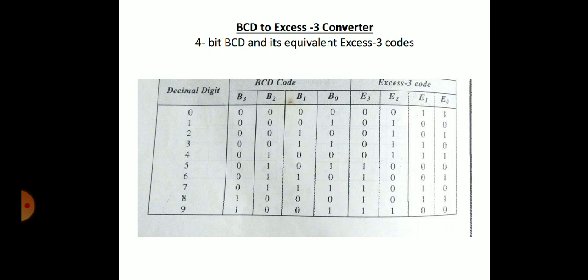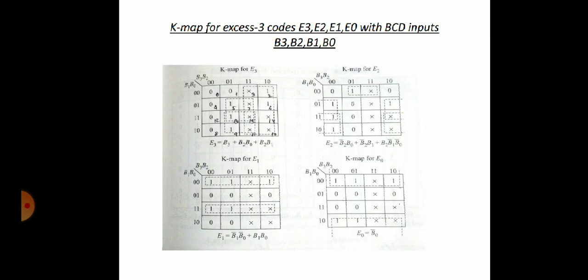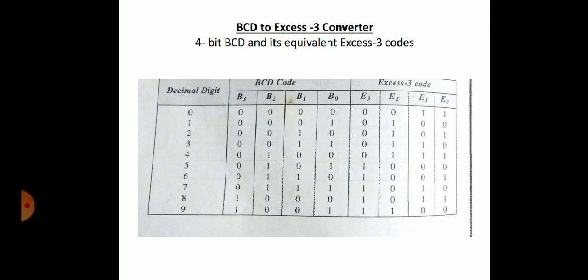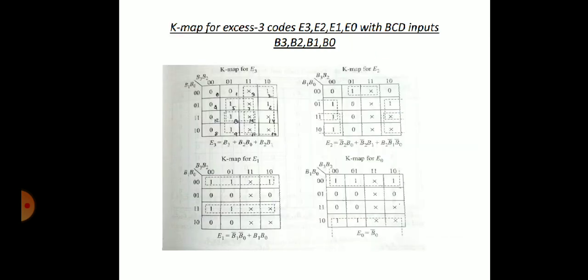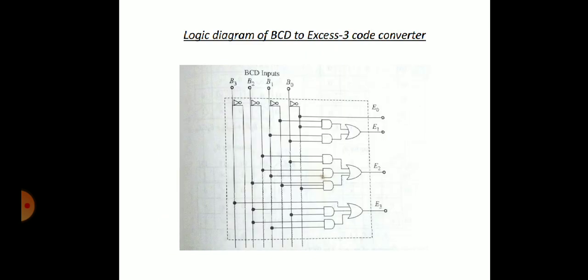This is the truth table. Now this is the K-map. You will do the K-map for E3, E2, E1 and E0, and the variables will be B3, B2, B1 and B0. So this is the K-map and you will get the expressions for E3, E2, E1 and E0. And using these expressions, you will draw the circuit of the BCD to XS3 code converter. This is the logic diagram or circuit using the logic gates of the BCD to XS3 code converter.